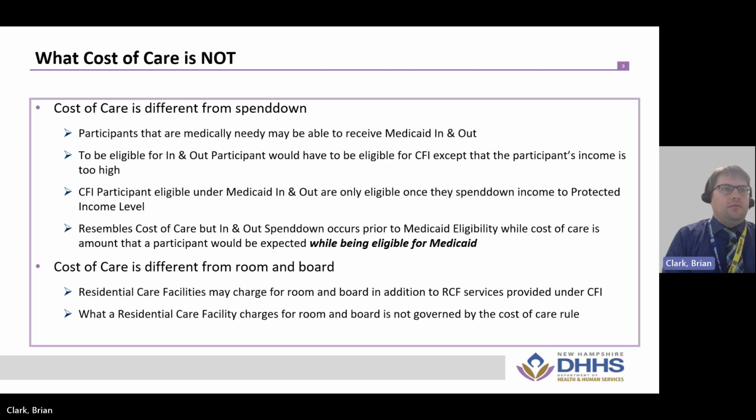Cost of care is also different from room and board. CFI is not allowed to cover room and board costs for residential care facilities, and residential care facilities do provide room and board to their residents. Residential care facilities are allowed to charge for room and board in addition to the services that they provide that are covered by CFI. And what a residential care facility charges for room and board is not governed by the cost of care rule.